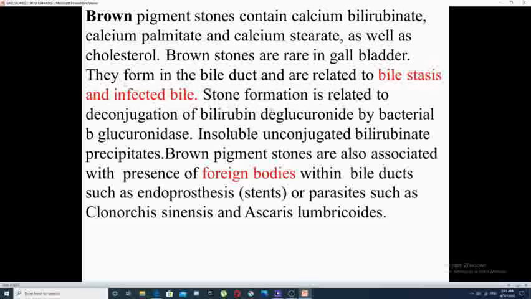Stone formation is related to the deconjugation of bilirubin by bacteria or by the enzyme beta-glucuronidase. Insoluble unconjugated bilirubinate will precipitate, and this will initiate nucleation and the beginning point for stone formation. Also, brown pigment stones are seen in patients who have foreign bodies within biliary ducts, as in stenting of the biliary tree, or infestation of the biliary tree by parasites like Clonorchis sinensis worm or Ascaris lumbricoides.